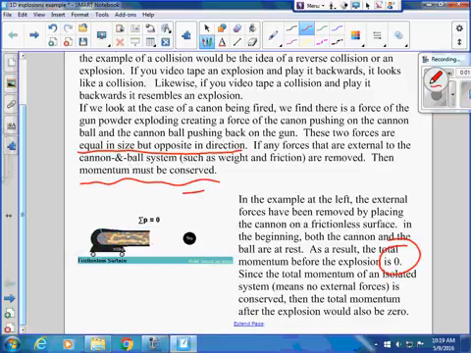What's this funny looking symbol? Anyone know? It's the Greek letter sigma, and it means add them all up.